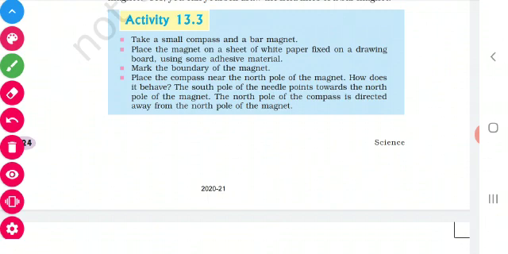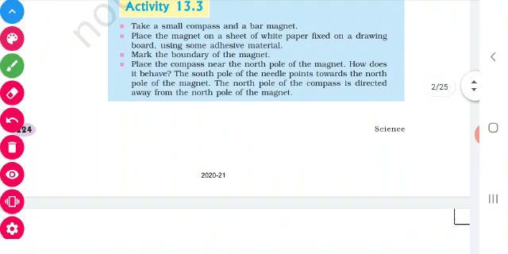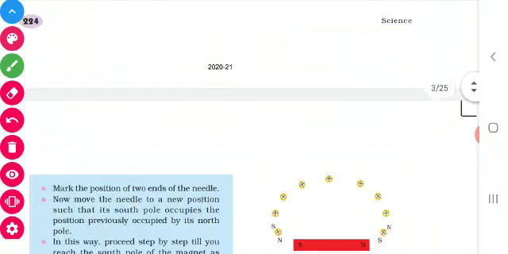Keep a compass near the north pole of the magnet. Already we know the basics: like poles repel and unlike poles attract, isn't it? So the south pole of the needle points towards the north pole of the magnet, because opposite poles attract. In the compass there is a small magnetic needle. The south pole of the needle points towards the north pole of the magnet, and the north pole of the needle points towards the south pole of the magnet.